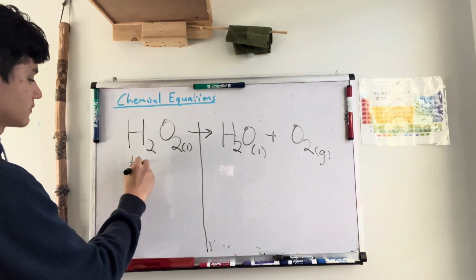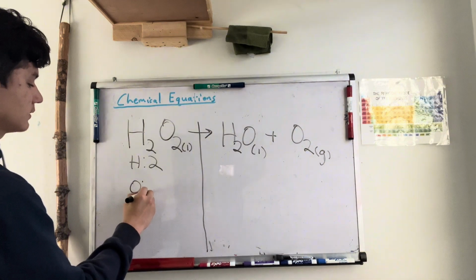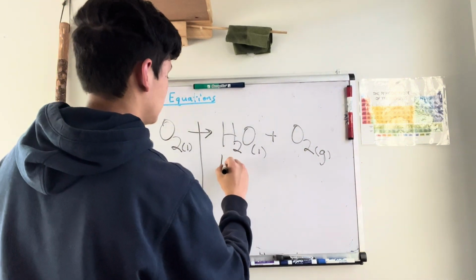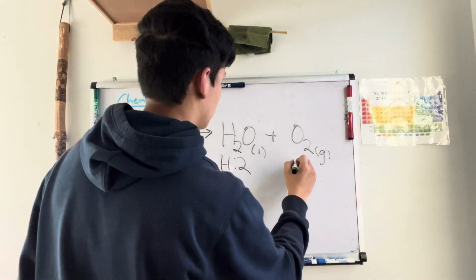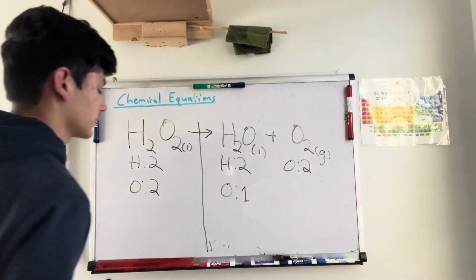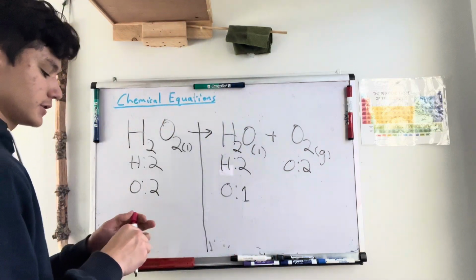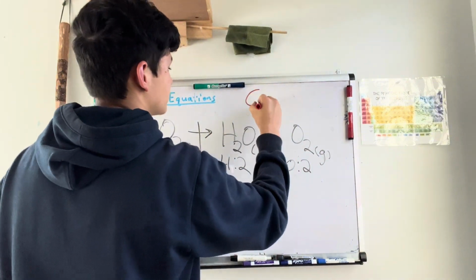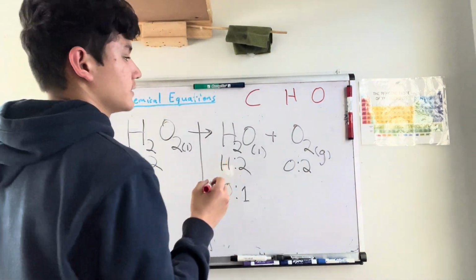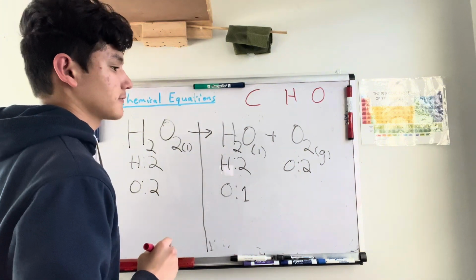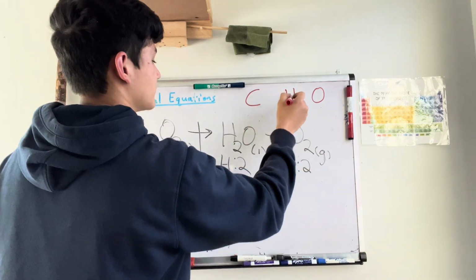Okay, so as per our convention, as always, you label the atoms. So you got 2 hydrogens going in, 2 oxygens going in, 2 hydrogens going out, 1 oxygen from water going out, and 2 oxygens from oxygen gas going out. Now, before we attempt to solve this equation, we need to learn the CHO convention. That's at least what I like to call it. And this is a sequence of assigning priorities to which molecule you balance first to get the quickest and most efficient ideal balancing going in an equation.